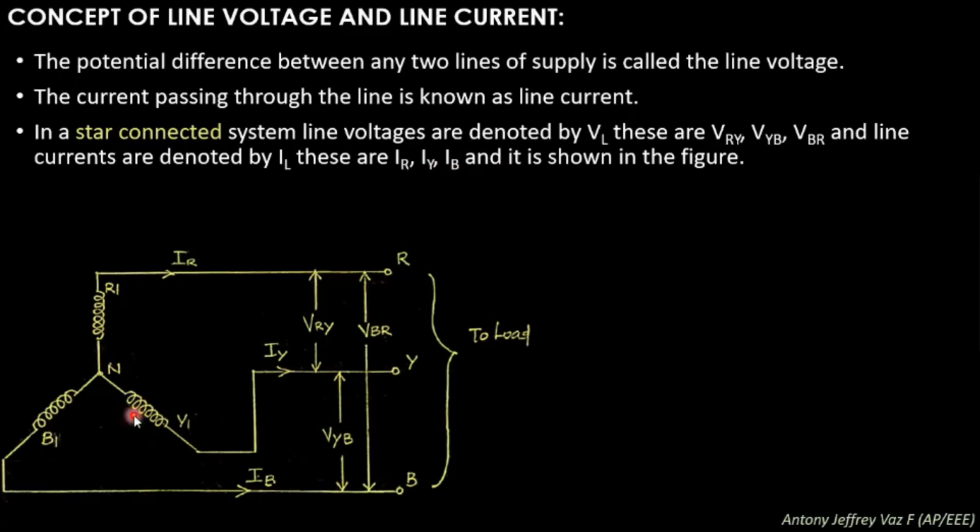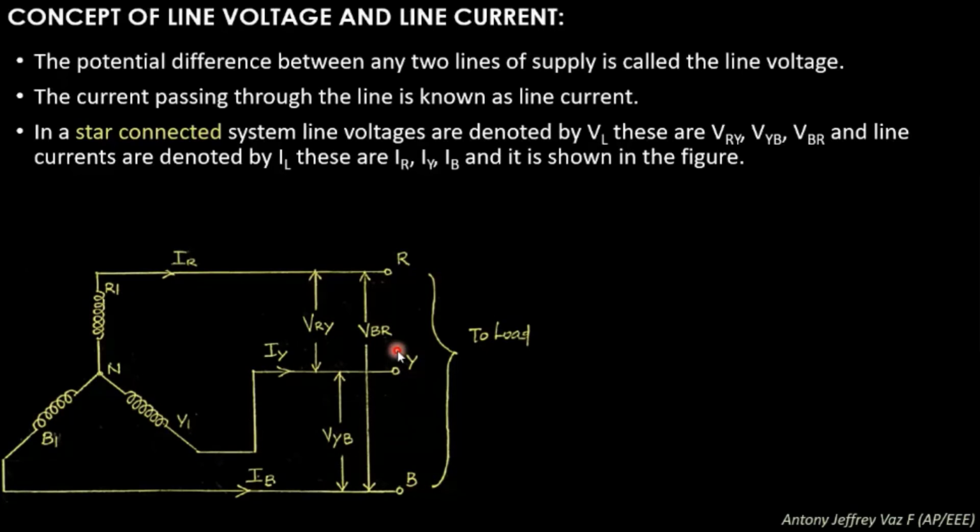So this is the star connected system. Here the neutral point is present over here, and here is the R1, B1 and Y1, from which we are having the R terminal, Y terminal and the B terminal. Here the R represents the color ranges. R is red, Y is yellow and B is blue.